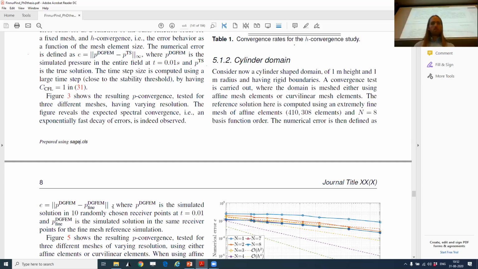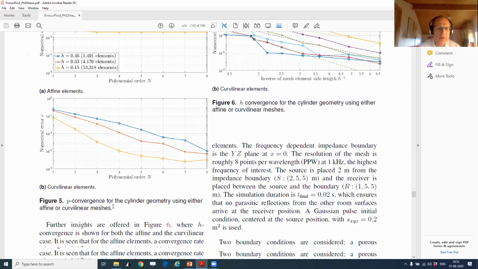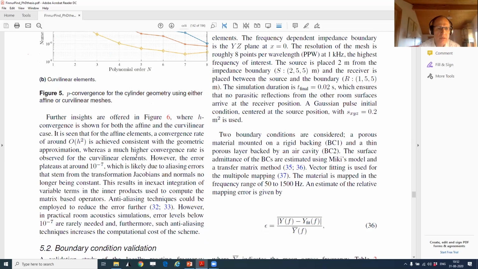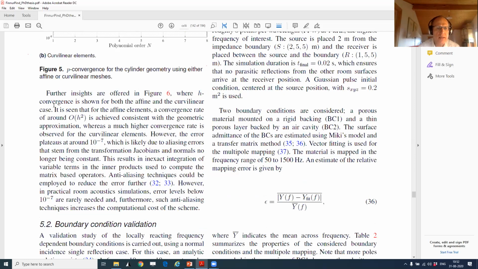Now let's see, what's here that you discussed just below figure 5 on page 8. You go down a little bit. You discussed that the error plateaus at around 10 to the power of -7, which is likely due to aliasing errors that stem from the transformation Jacobians and normals no longer being constant. That is for the curvilinear elements.